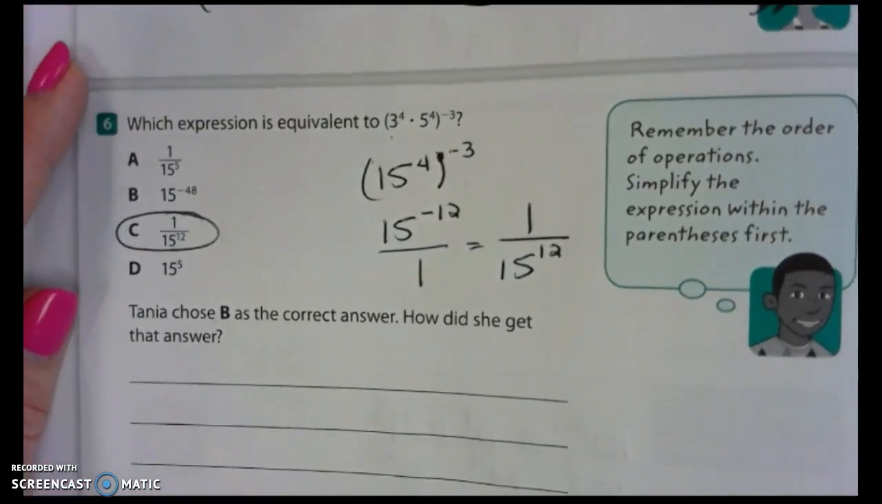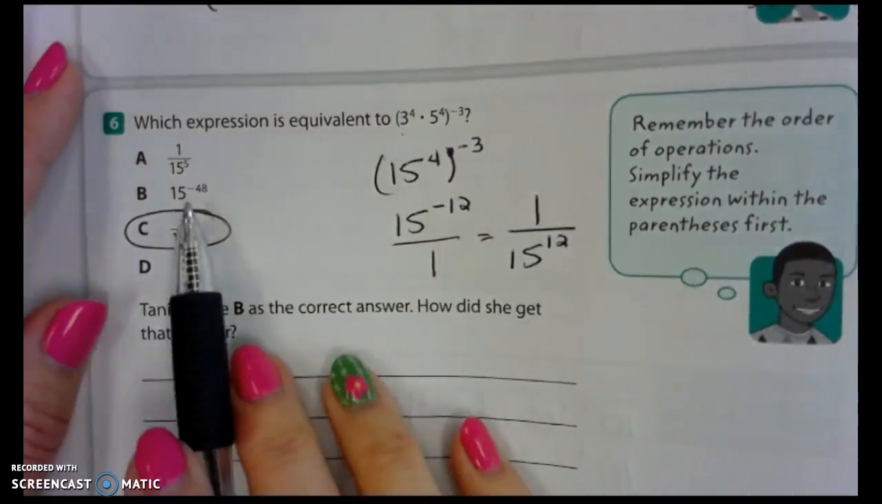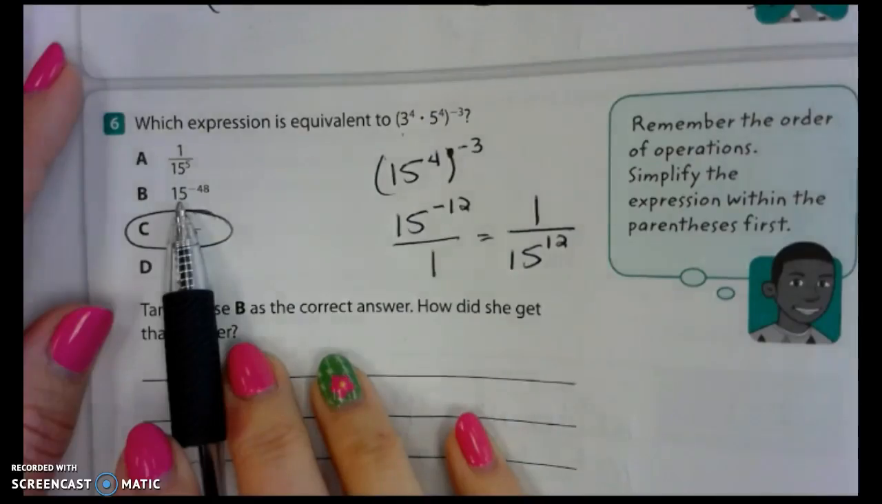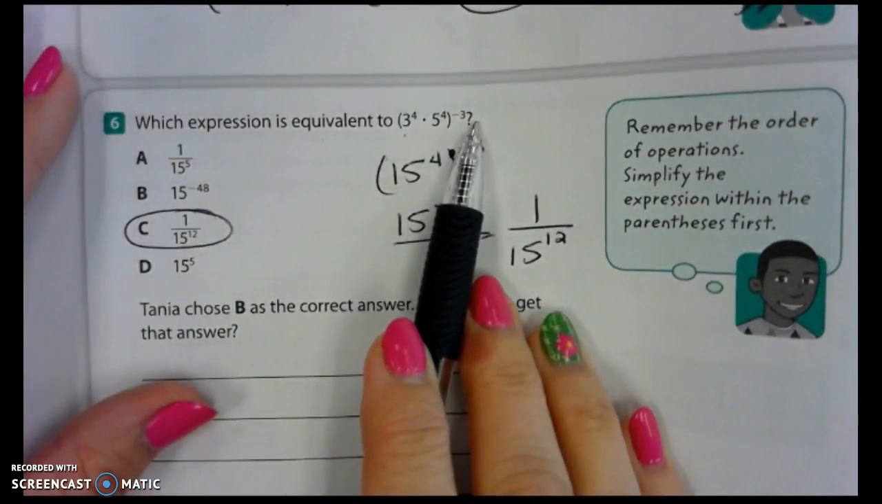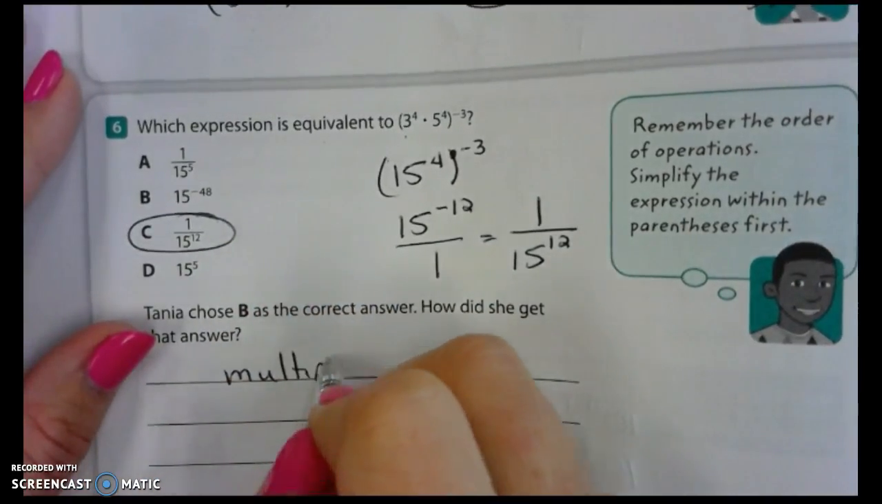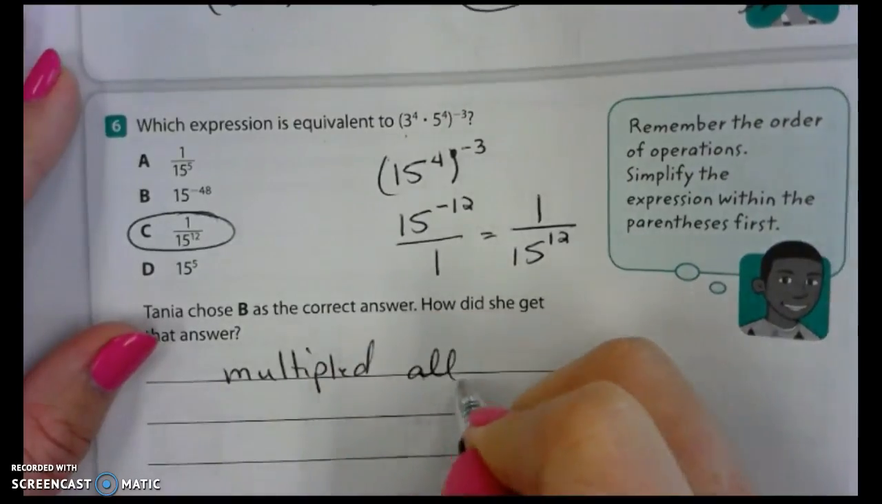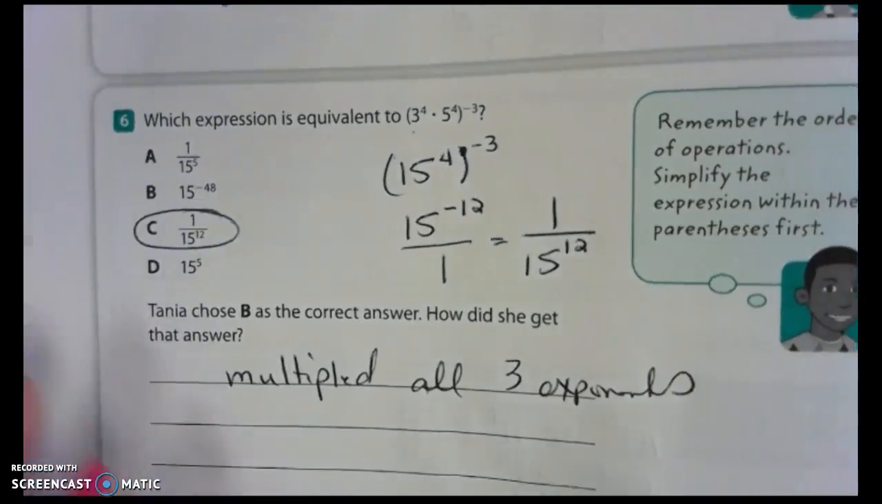Tanya chose B as the correct answer. How did she get that answer? She came up with the 15, but best I can tell is she took 4 times 4 and multiplied it by that negative 3. So she has multiplied all 3 exponents, which was not correct.